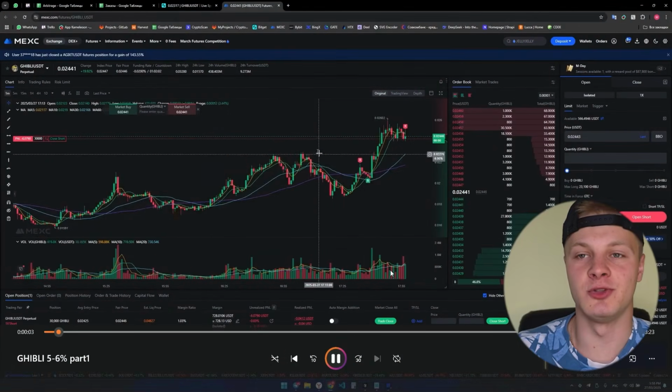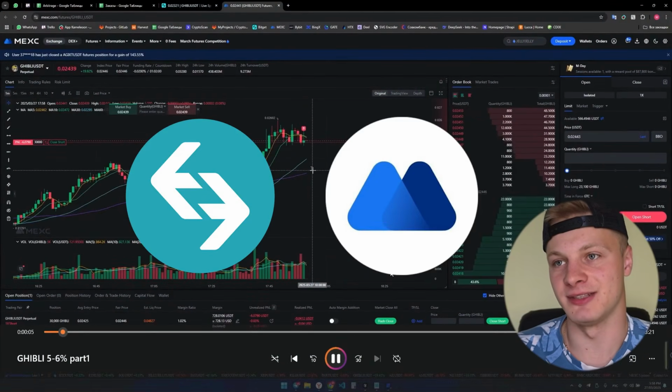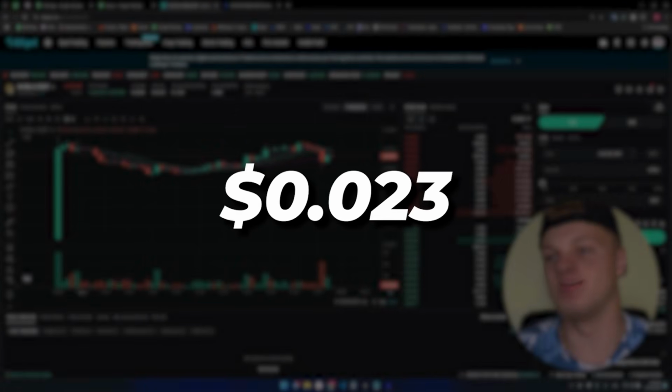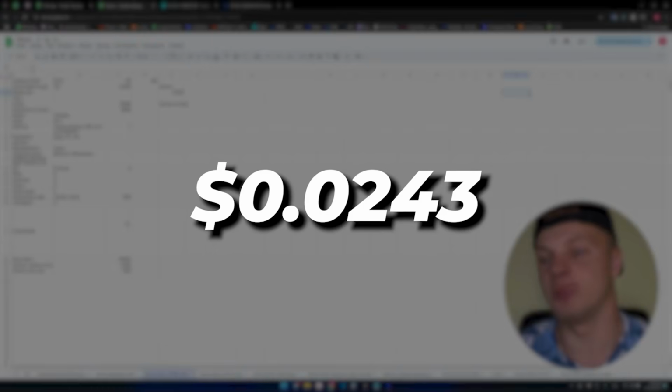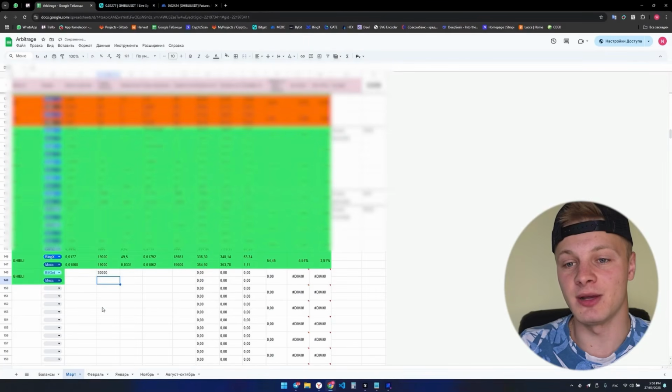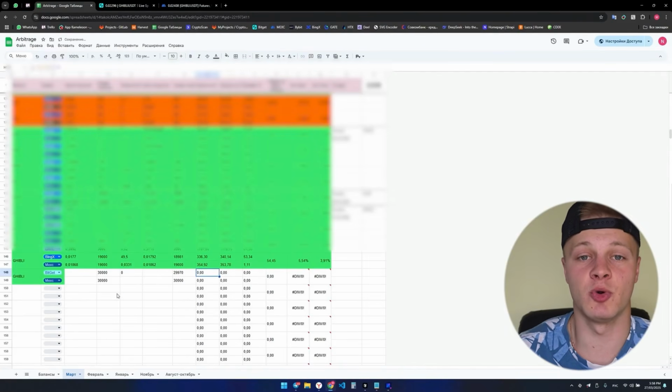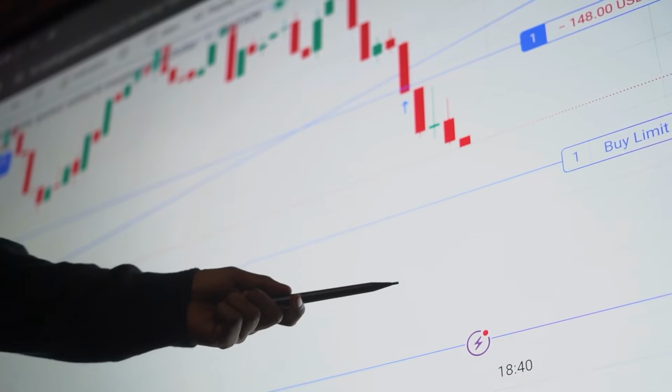So the trade with the GHIBLI token is between Bitget and MEXC. There's a price discrepancy. On Bitget, this token costs 0.0023, while on MEXC it's 0.0024. So we have a spread that we can take advantage of. What do we do? We open positions on Bitget and MEXC accordingly. I've already opened a position on Bitget. I bought, since the token is cheaper there, so we buy it on spot. And on MEXC, I'm shorting because the token is more expensive there. So when the prices converge, the spread between the futures and the spot closes. And we close our trade and lock in the profit.